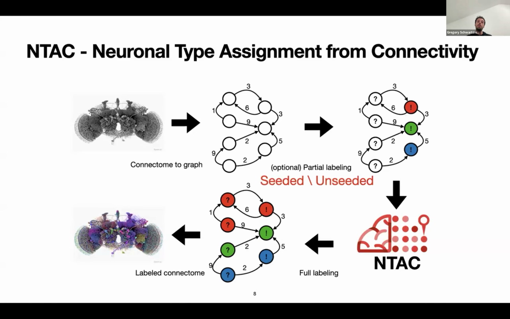I should talk about this optional partial labeling thing. So you might think, if it's optional, why not just never use it? And here our algorithm breaks down into two versions, a seeded and unseeded version. Seeded is where you have these partial labelings. Unseeded is when you don't have them. And seeded is basically faster, much faster, and gets better results, but it does require these labels.